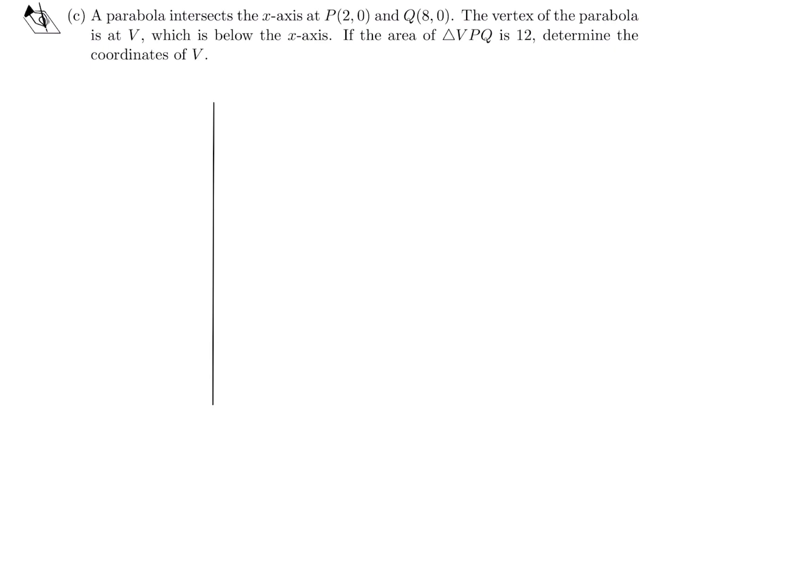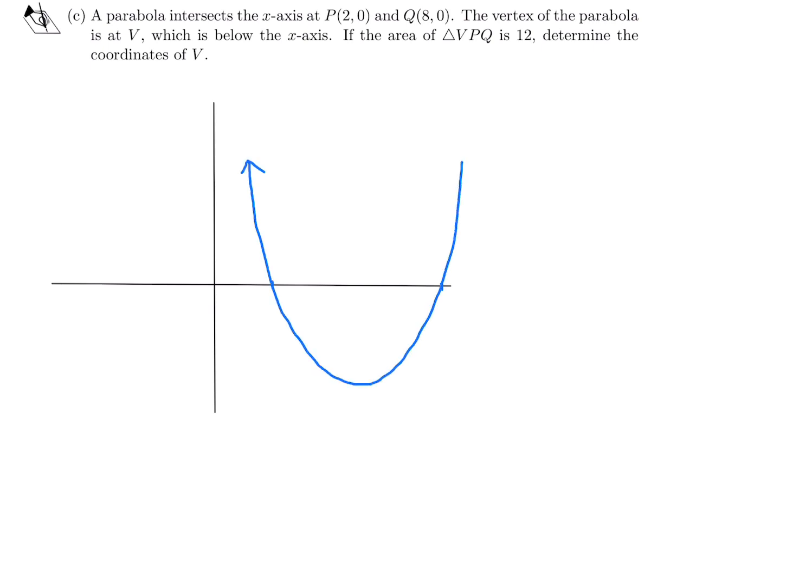All right, let's draw a little diagram and see what we can draw. So (2, 0) and approximately (8, 0). Let's say the parabola is something like this. And they told me the vertex V is below the x-axis, so that's why I drew it like that. This is P, that's (2, 0), and this is Q, that's (8, 0). And then let's draw in the triangle made by P, Q, and V. So I guess the triangle is something like this.